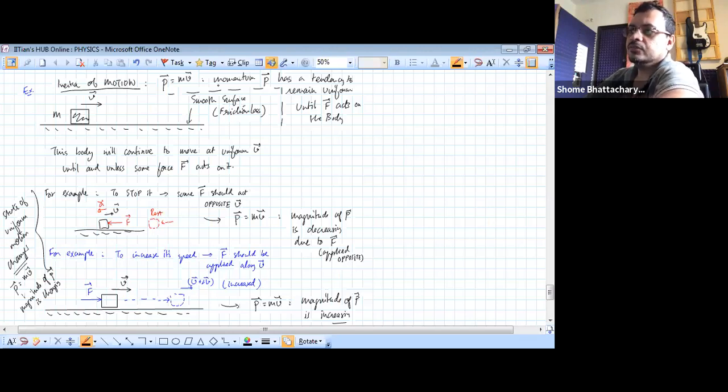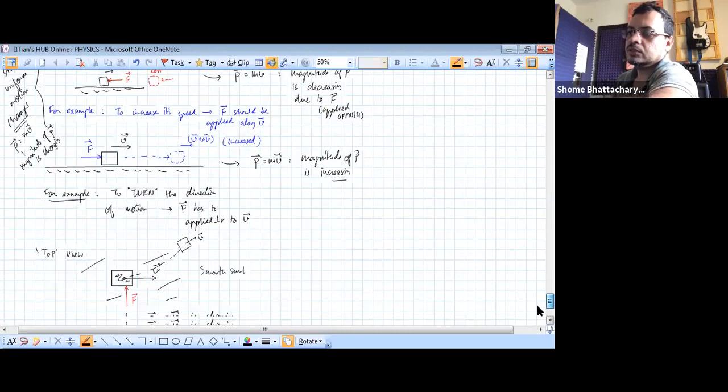And to change it, we need to apply external force. So whether we are increasing the magnitude, decreasing the magnitude, or changing the direction of the momentum vector, whichever of the three we are doing, we'll have to apply some force. So that is what the examples below are showing. To decrease the momentum's magnitude, we have to do this. To increase the momentum's magnitude, we have to do this. To change the direction of the momentum vector, we have to do what we are doing in the third example.